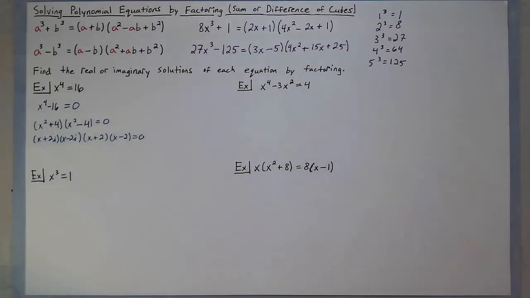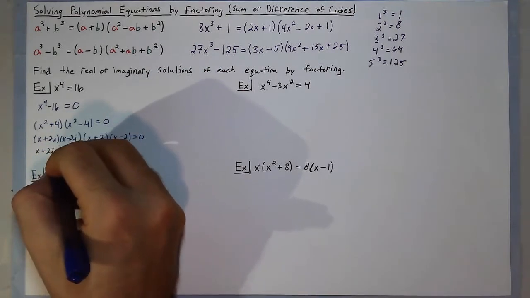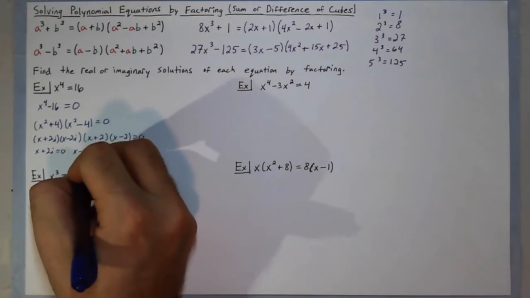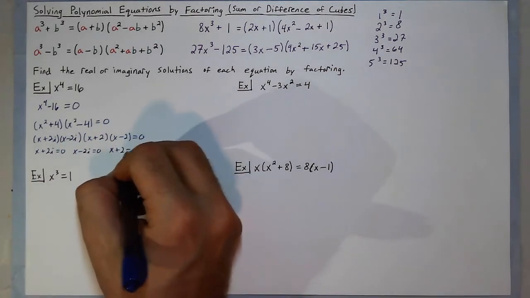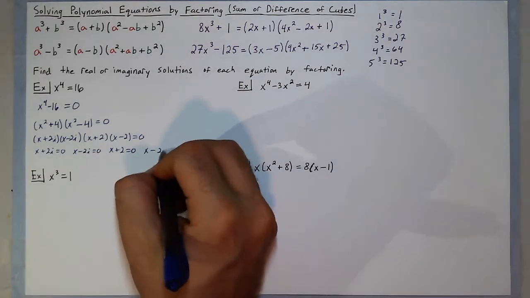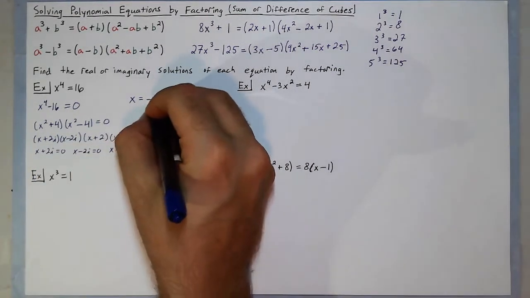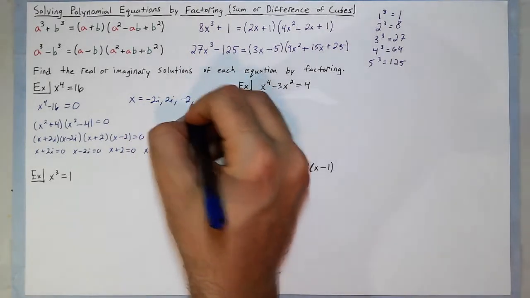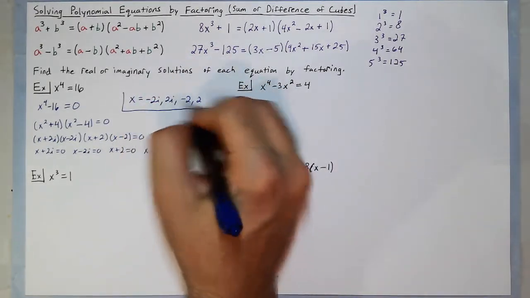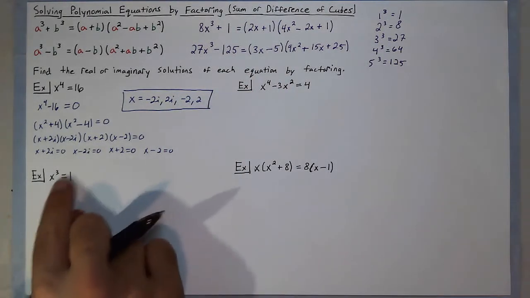And I just have to set all 4 of these equal to 0. So x plus 2i equal to 0. x minus 2i equal to 0. x plus 2 equal to 0. And x minus 2 equal to 0. Setting all those equal to 0, we get the solutions negative 2i, positive 2i, negative 2, and positive 2 as my solutions. And you'll see here, x cubed equals 1.